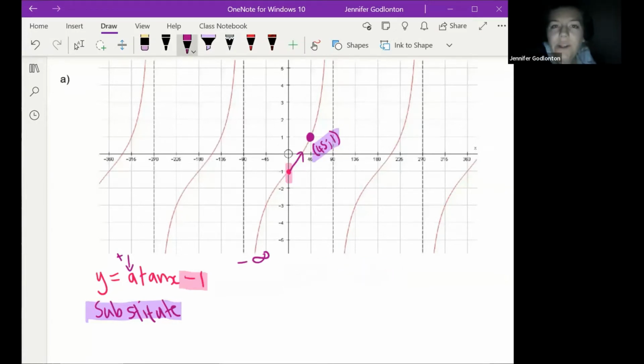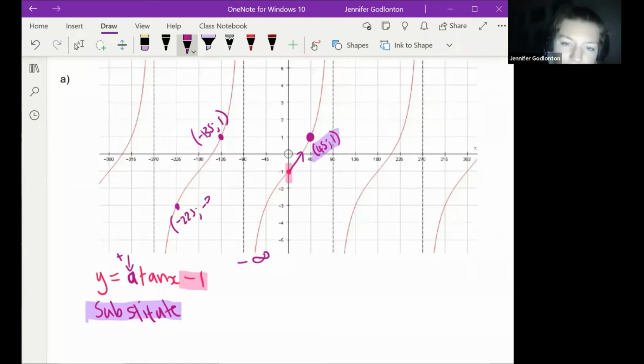Okay, all we need to do when we have one variable that we don't know, so in this case, the only variable we don't know is a, we can always substitute in a set of coordinates. So we can find any coordinates on our graph. I could also have substituted in negative 135 and 1. Or I could have substituted in negative 225 and negative 3. All of these would have worked. Any set of coordinates would have been fine. And this is my x value, and that's my y value. So instead of writing y, I'm going to write 1.